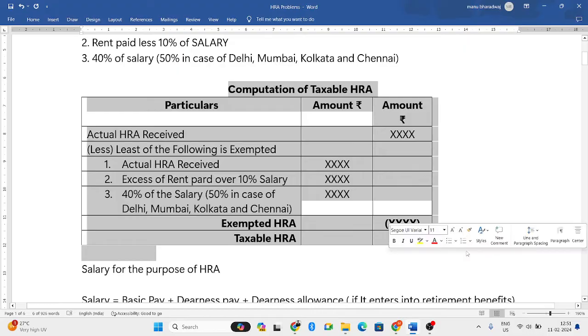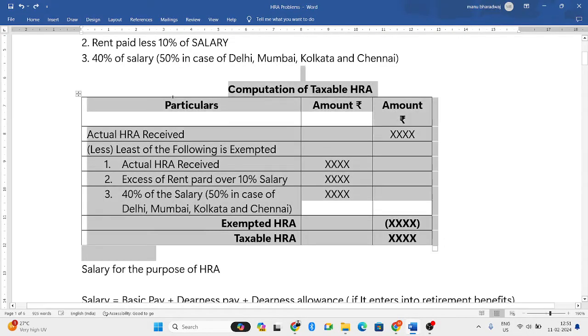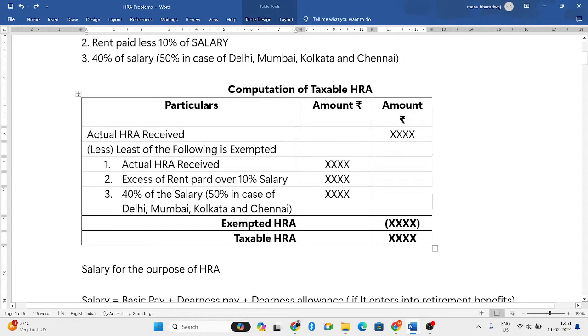So this is a table to compute the house rent allowance. First, we will write the actual HRA received. What is the actual HRA that is received by the employee? Then the least of the following will be exempted. Out of these 3 points, whichever is the least amount will be given as exemption. The first exemption is the actual HRA received. Whatever the actual house rent allowance he would have received, that will be given as exemption. That is point number one.